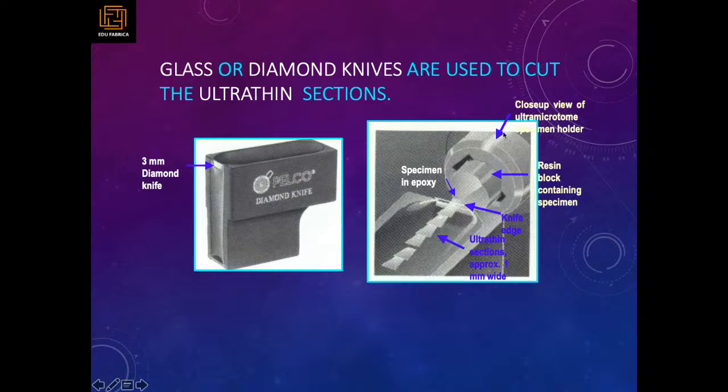This is a very ultra close up of your microtome specimen holder, and this is the 3mm diamond knife that we are using here, and the resin block containing specimens. The knife edge is there, and we get ultra thin sections of approximately 1mm wide. We are getting these sections of our sample.